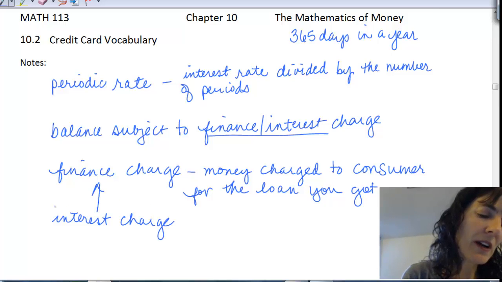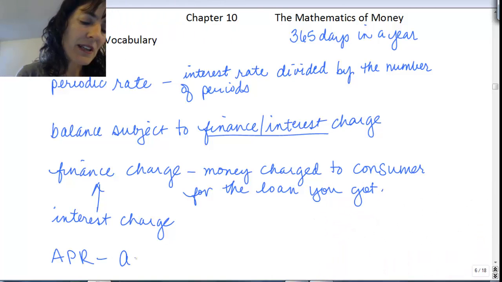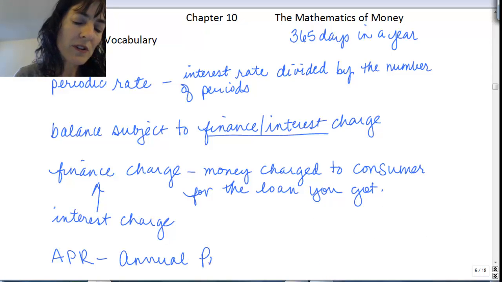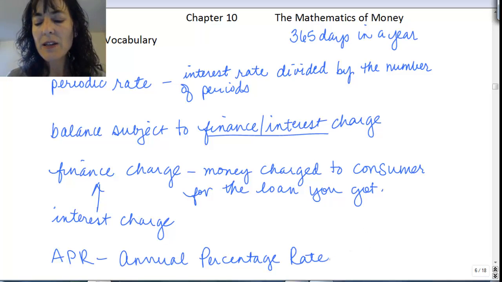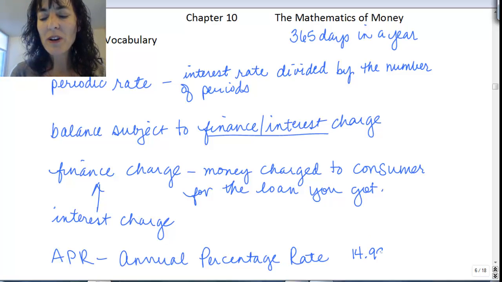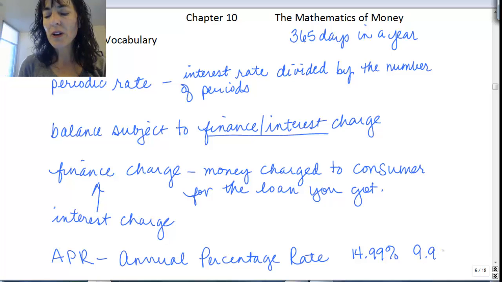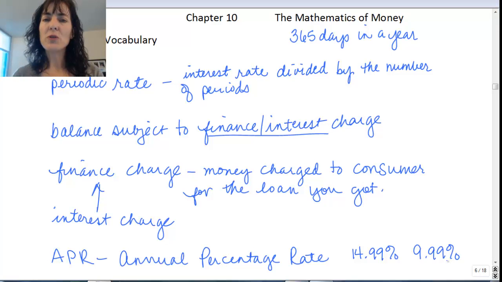It's the same thing as finance charge, there's no difference. And then APR, I mentioned that before, that's annual percentage rate. And it's in a percent form, as is kind of implied. So you might have like 14.99%, or you might have 9.99%. And the lower rates that you get for APRs for credit cards and so forth are because you have really good credit. So if you have no credit, or you're just starting out, or you have bad credit, you're going to have higher interest rates on your credit cards.